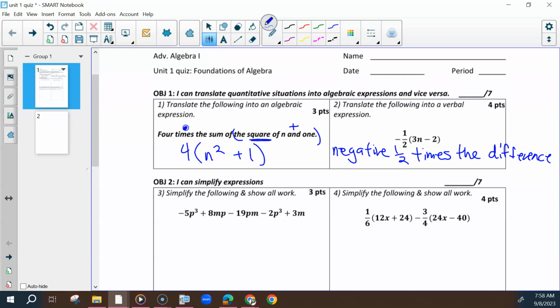Now here's where it got tricky. Some of you were using times the difference, but then also still using minus. Difference covers that. You don't have to put that in again. So times the difference of 3 times n and 2. Some of you were putting 3 times n minus 2, which would look like negative 1/2, then parentheses, 3n minus 2, but because we already said difference, you still have to subtract something else. So don't put in extra words. If it says difference, you have that covered already.